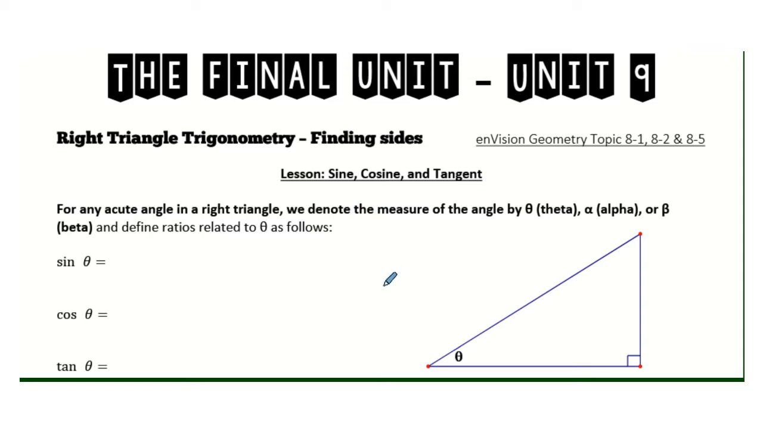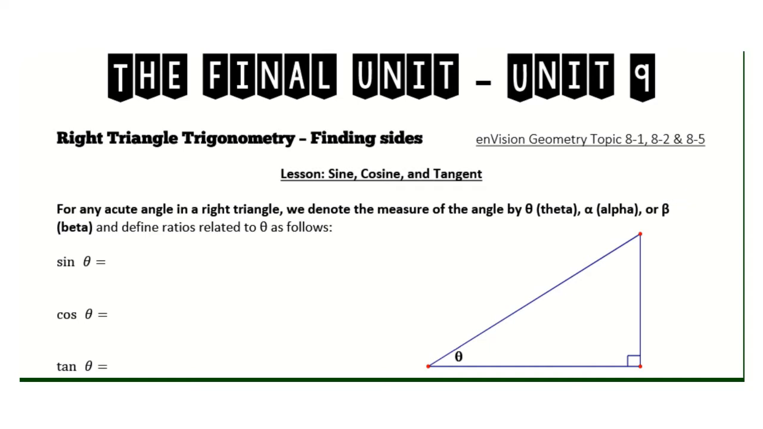So right triangle trig involves three new vocabulary words: sine, cosine, and tangent. We abbreviate sine with sin, cosine with cos, and tangent with tan. Do not say tan, cos, and sin. You want to sound like a mathematician, so say sine, cosine, tangent. For any acute angle in a right triangle, we denote the measure by the angle theta, alpha, or beta, and define the ratios related to theta as follows.